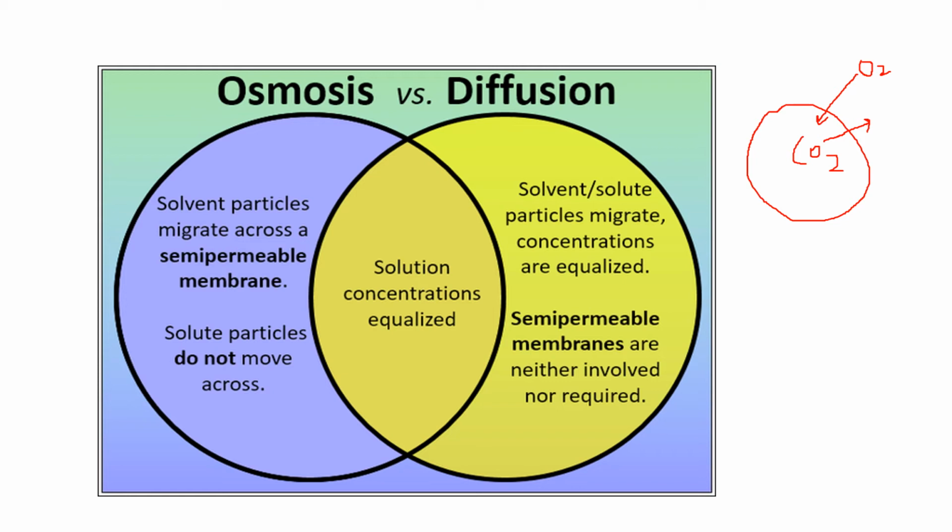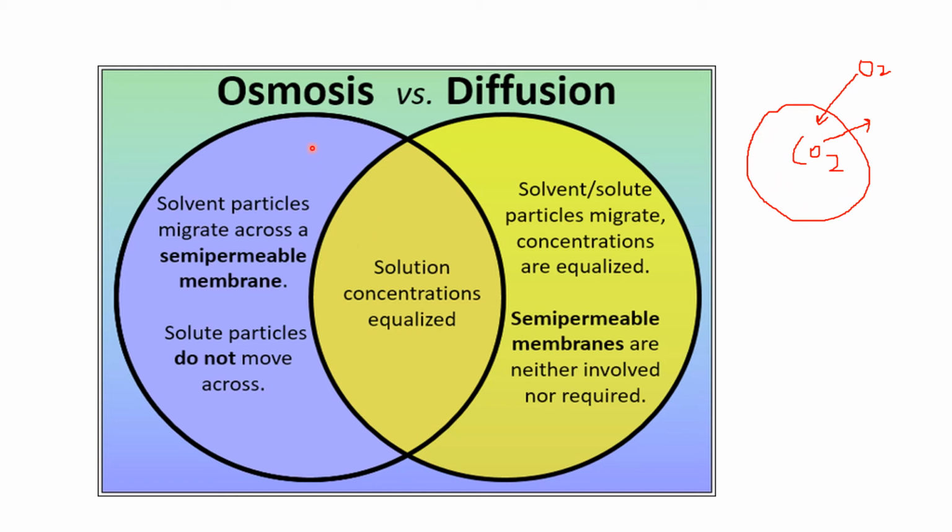During diffusion there is no requirement of a semi-permeable membrane, and the same law of diffusion is followed by osmosis. The process of osmosis is somewhat similar, but in osmosis the solvent particles migrate across a semi-permeable membrane, as water moves from outside the cell to inside and from inside to outside through a semi-permeable membrane.